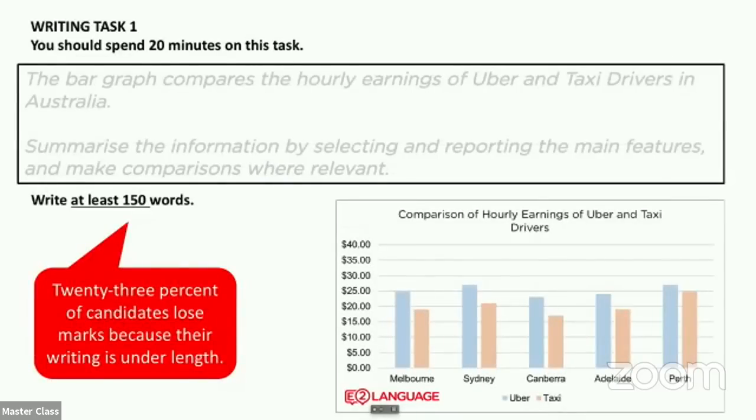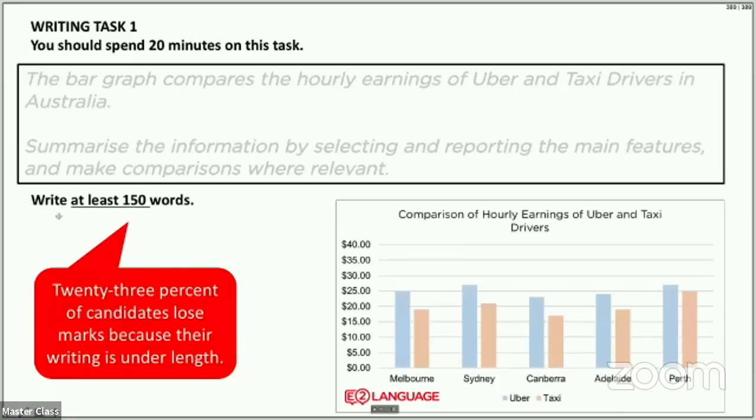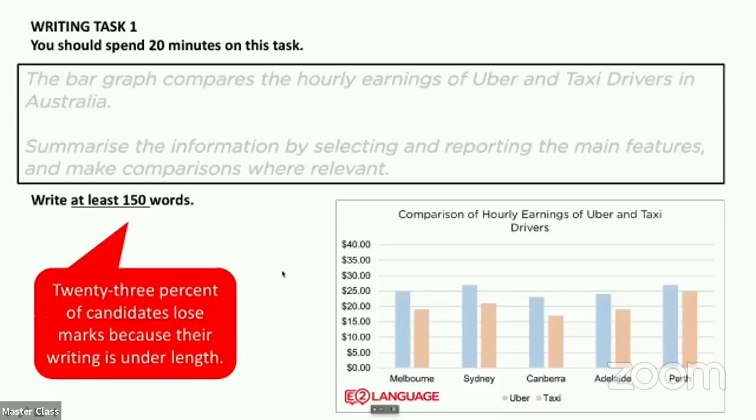Now let's have a think about this, okay? The first thing you need to think about, and this is really critical, is that you need to write at least 150 words. And I don't know if you know this, but 23% of candidates lose marks because their writing is under the word length. So this is absolutely critical.